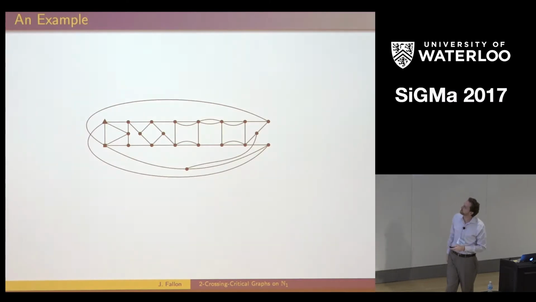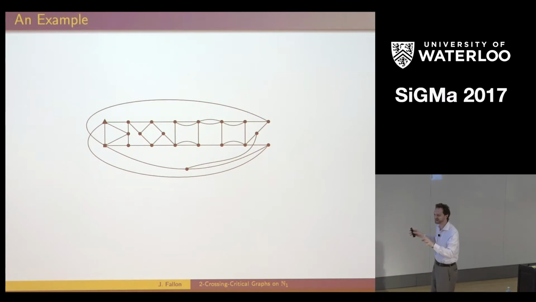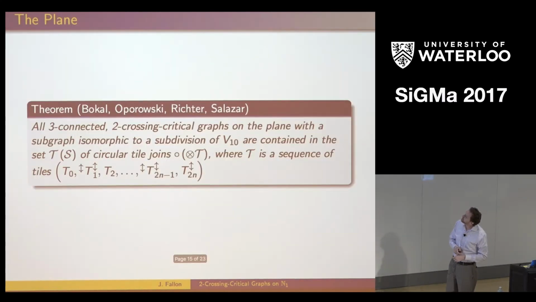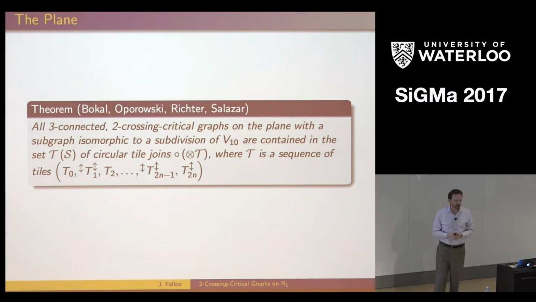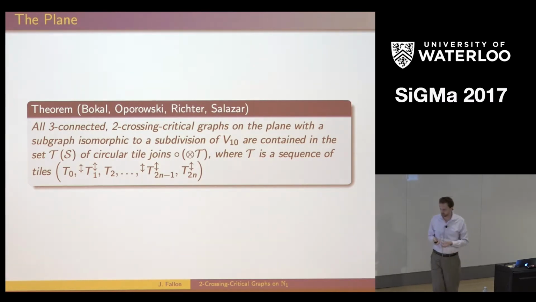So here's an example of one of their drawings of one of the graphs that contains V10 as a minor that's two crossing critical. We've drawn it here with 2 crossings, and this guy has 5 tiles. The last tile's twisted and comes around, so it's perhaps a little difficult to see that it's exactly that picture. And here's the result, right? All those 3 connected 2 crossing critical graphs on the plane, if they contain a topological minor of V10, they're going to be in that family of circular tile joins.